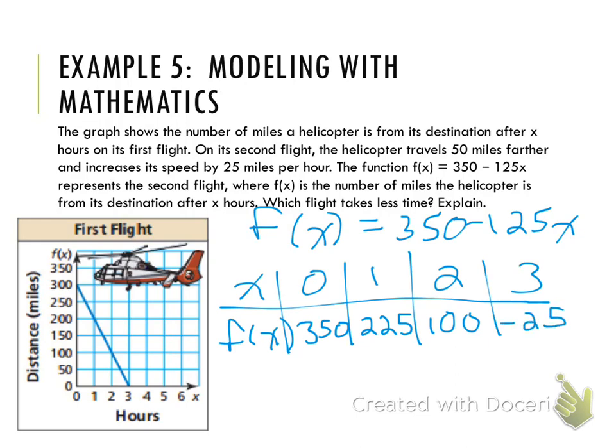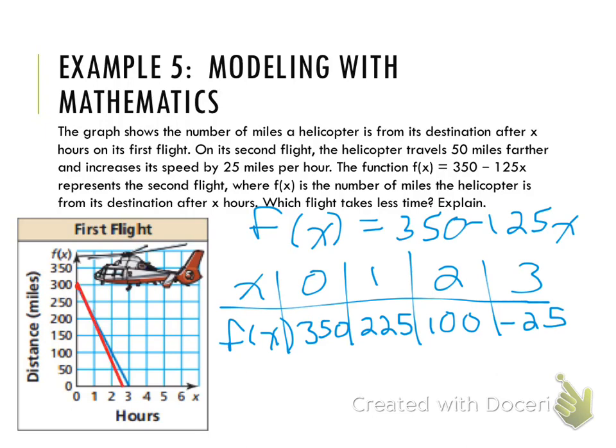So let's plot our ordered pairs then. I'm going to change colors so I'm not the same as the graph here. We've got 0, 350, which is of course the same starting point. Then I have 1, 225. I've got 2, 100. And at 3, I'm going off down below, so we can't really graph that. So I'm going to draw this line here.